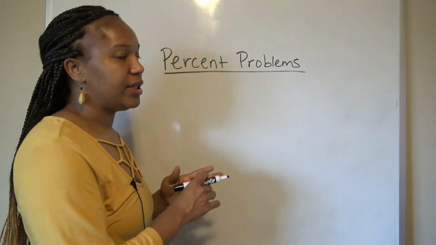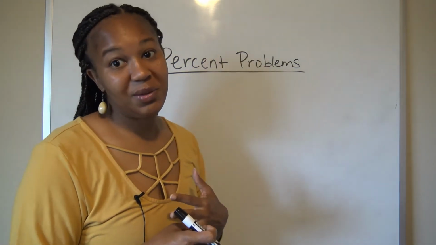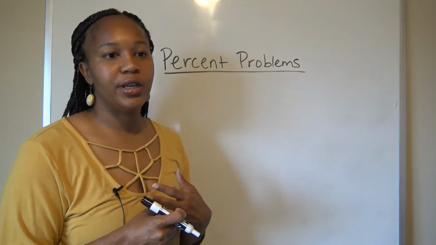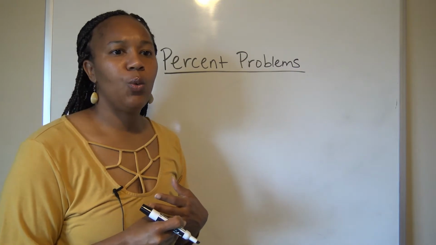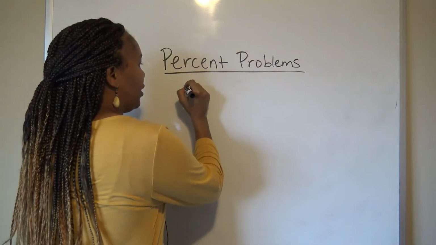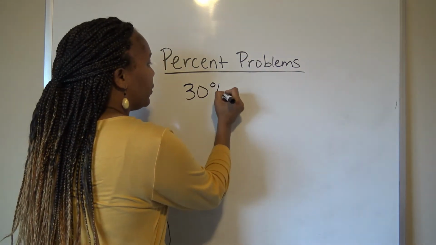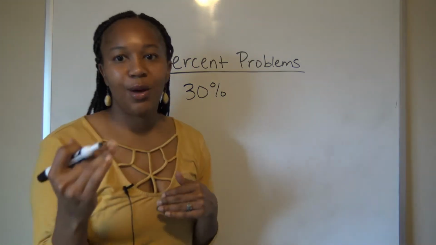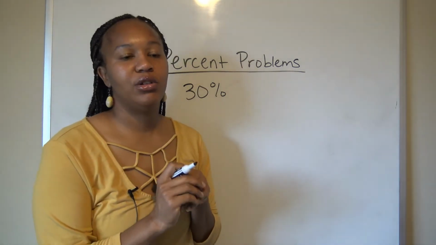And so percents usually go up to 100% typically, but they could be higher than 100%. So when we talk about percent, we're talking about numbers like 30%. That means how much of the whole is represented. 30% of the whole is represented.